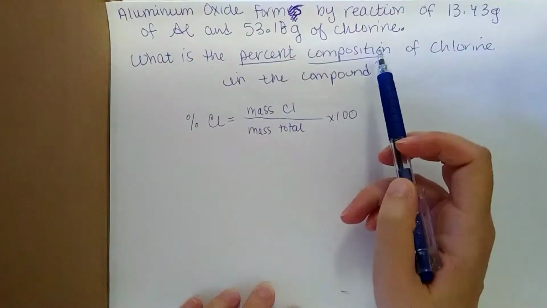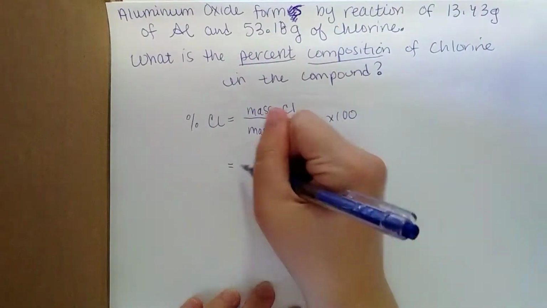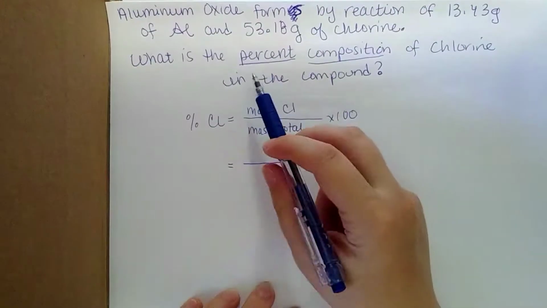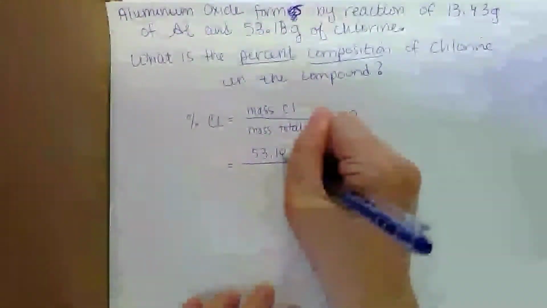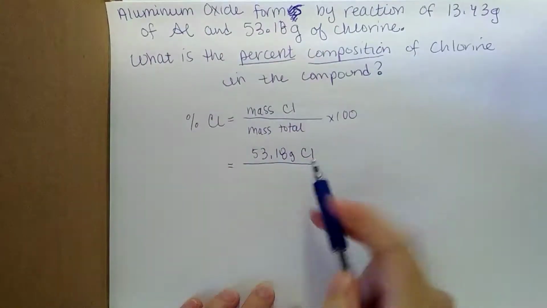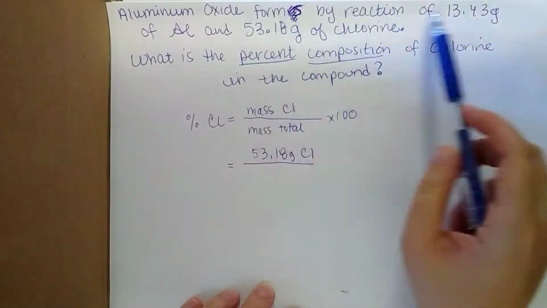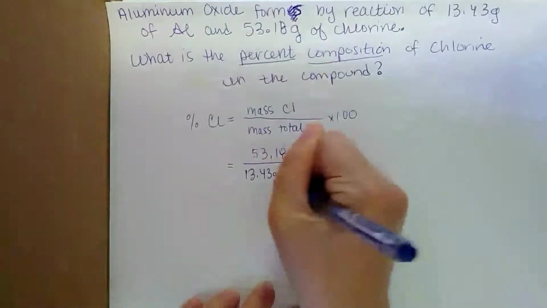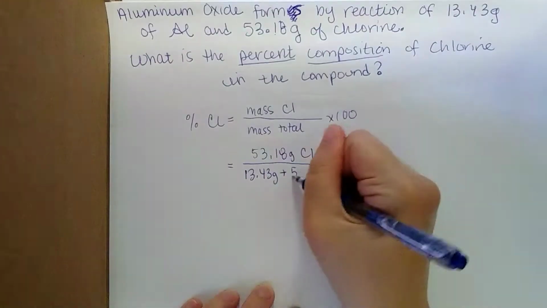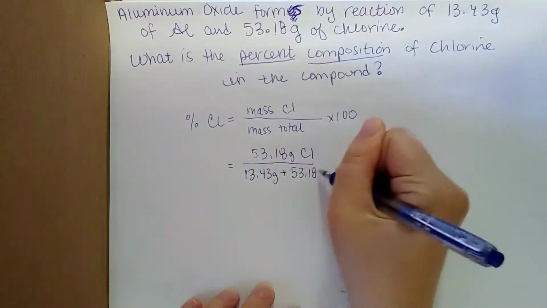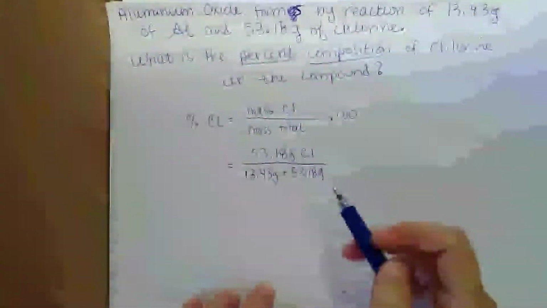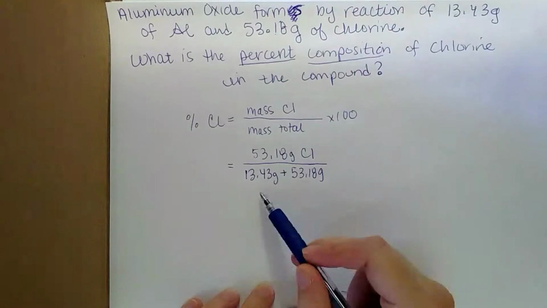The mass of chlorine is already given to us. We just need to come up with the mass total. So the mass of chlorine, let's fill that in, is this 53.18 grams. And the mass total is going to be found by adding these two things together. So once again, from conservation of mass, we know that we're not going to end up with more or less mass than we started with. So this is our total mass.